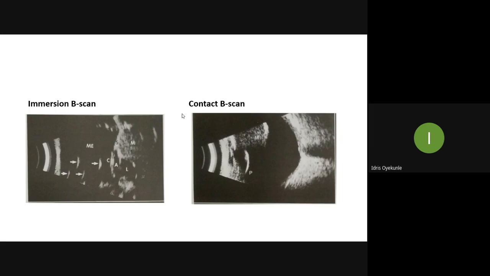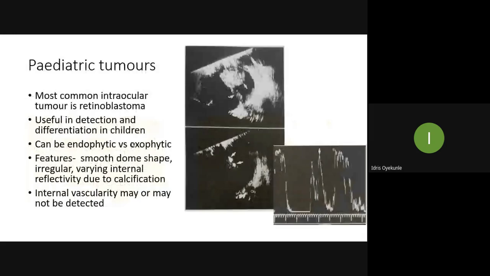And if you do a contact scan, you just see a part of it here, but you don't see the full extent. So it's best to assess for ciliary body melanoma using both the immersion scan and the contact scan.